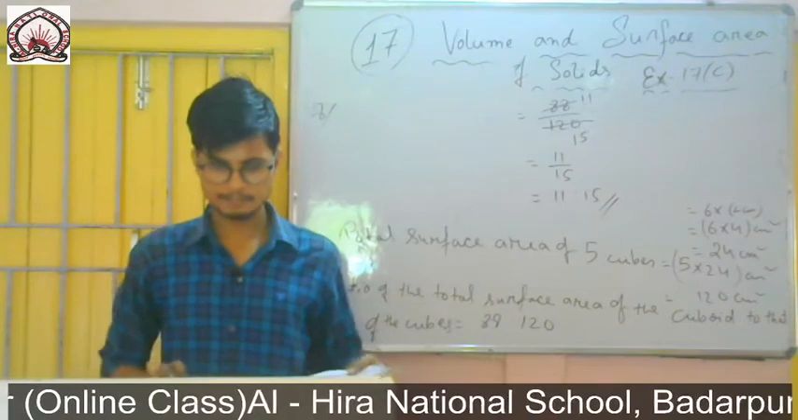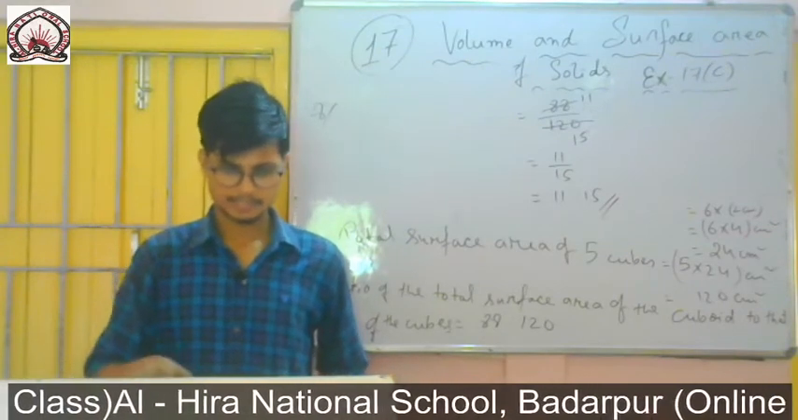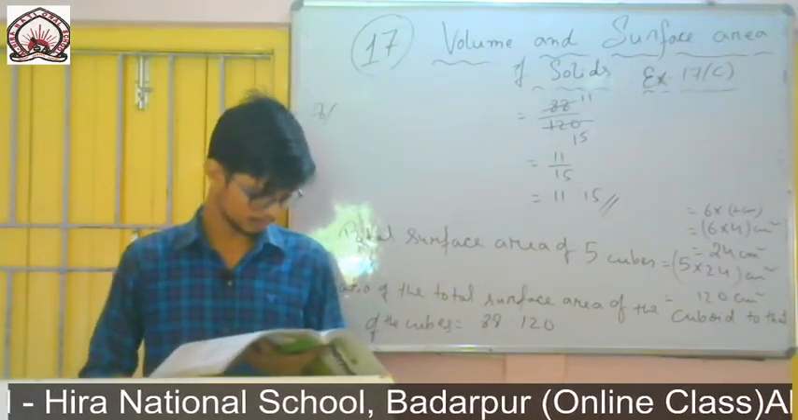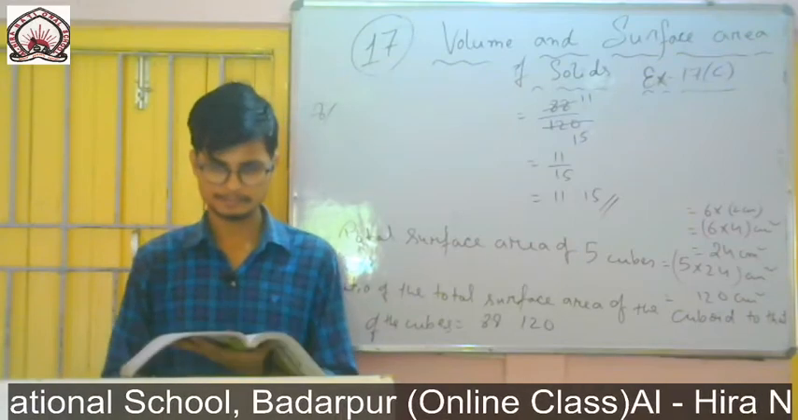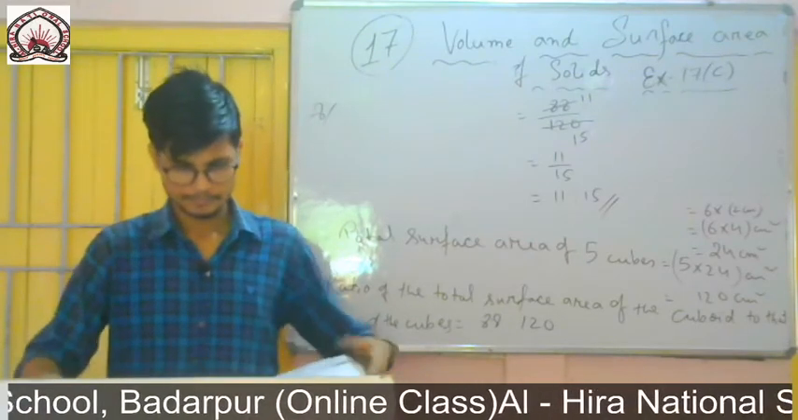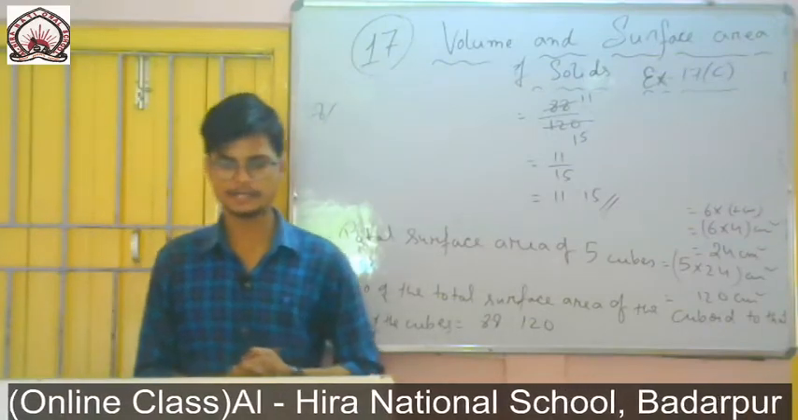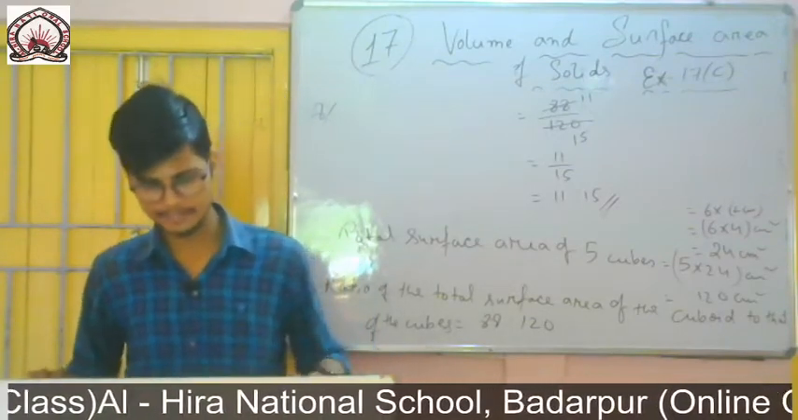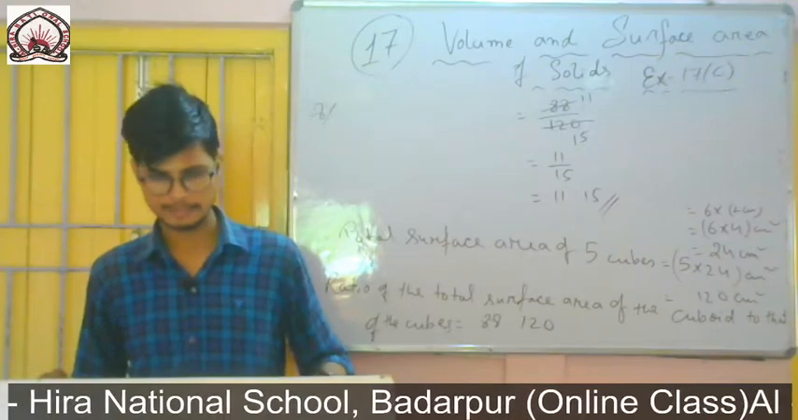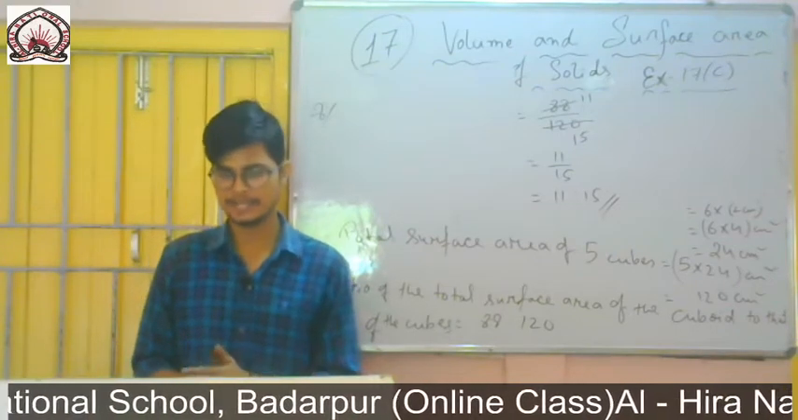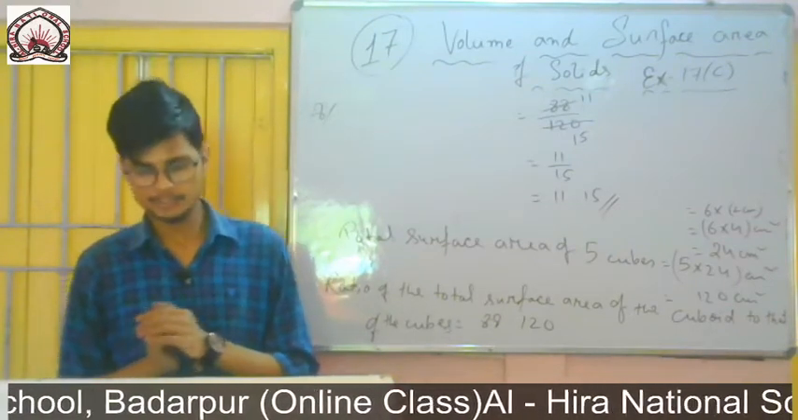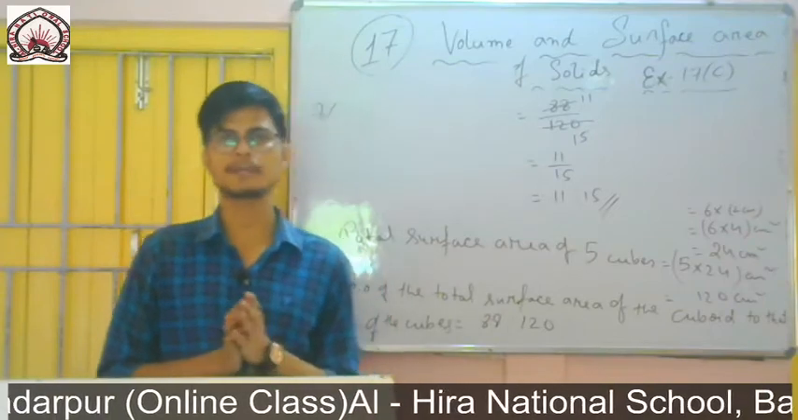Okay, now question number 9. You see the question, 9 and 10 are very important, 8 also, which I have done just now. Question number 9: A pit 5 meter long and 3.5 meter wide is dug to a certain depth. The volume of the earth taken out is 14 meter cube. What is the depth of the pit?